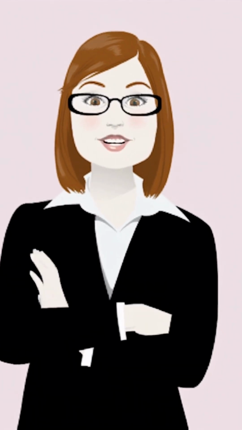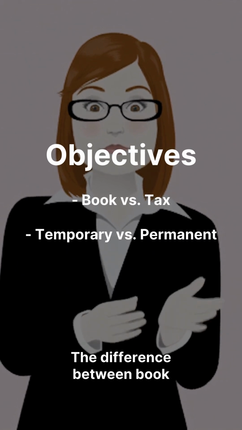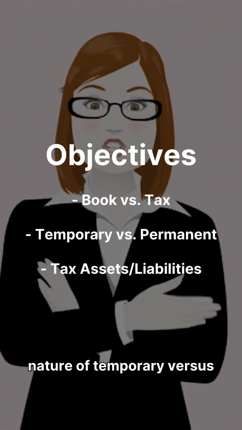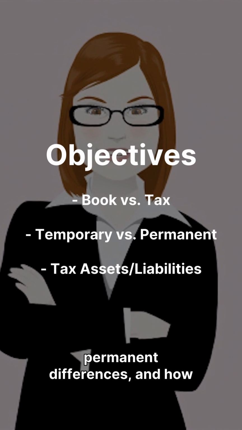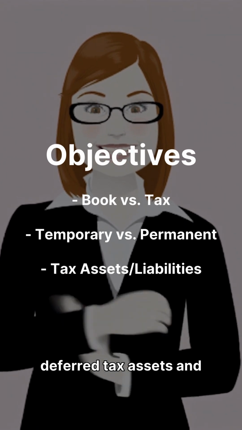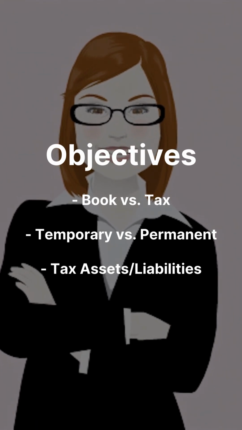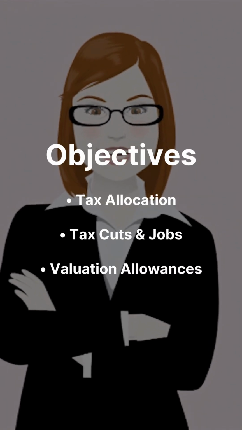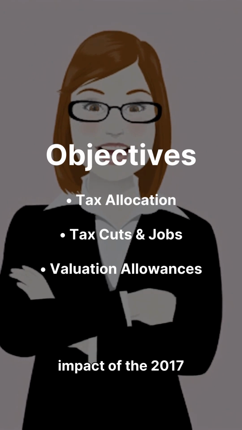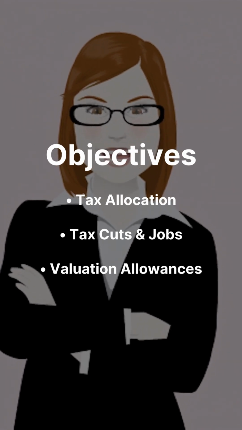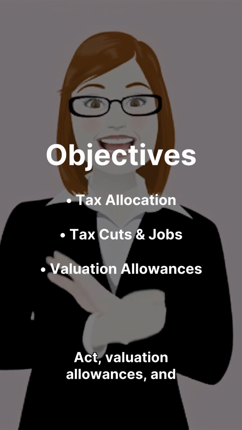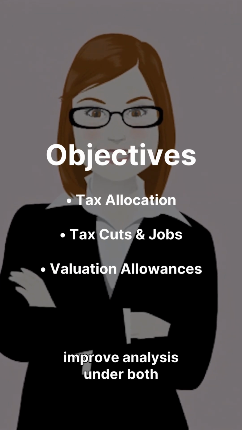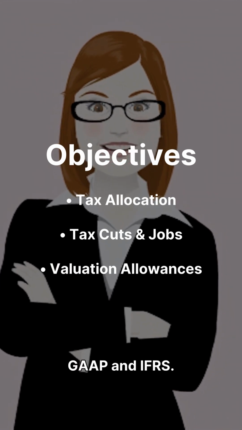This chapter helps us understand the difference between book and tax income, the nature of temporary versus permanent differences, and how deferred tax assets and liabilities arise, and how tax expense is determined using interperiod tax allocation. We'll also review the impact of the 2017 Tax Cuts and Jobs Act, valuation allowances, and how tax note disclosures improve analysis under both US GAAP and IFRS.